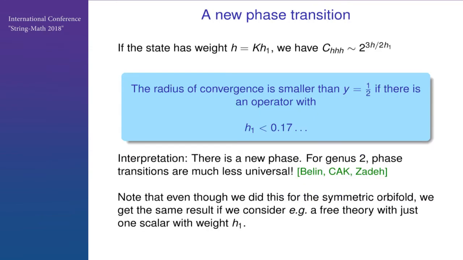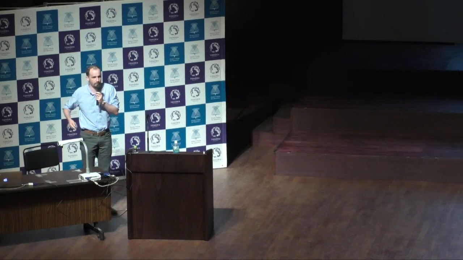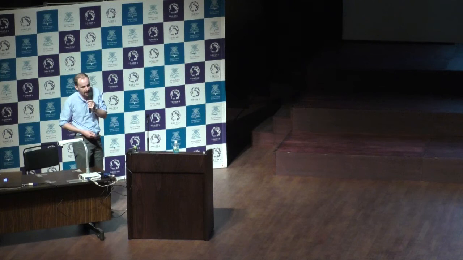And so in particular, you can plug it in. So if you take, say, some seed field which has weight h1, you have, roughly speaking, this growth here, or at least the dominating contribution is this growth here. And then if you plug it into the expression of the genus 2 partition function that I wrote down, what you find is that the radius of convergence is smaller than y equals 1/2 if this seed field has a weight smaller than 0.17. So if there is a very light field, then the radius of convergence is smaller than y equals 1/2.